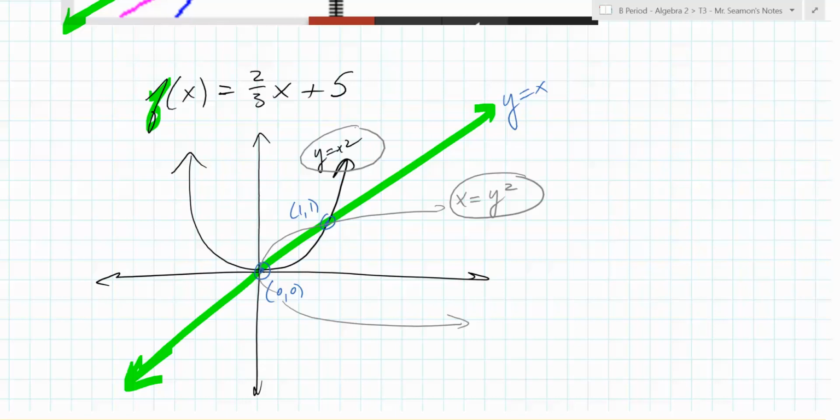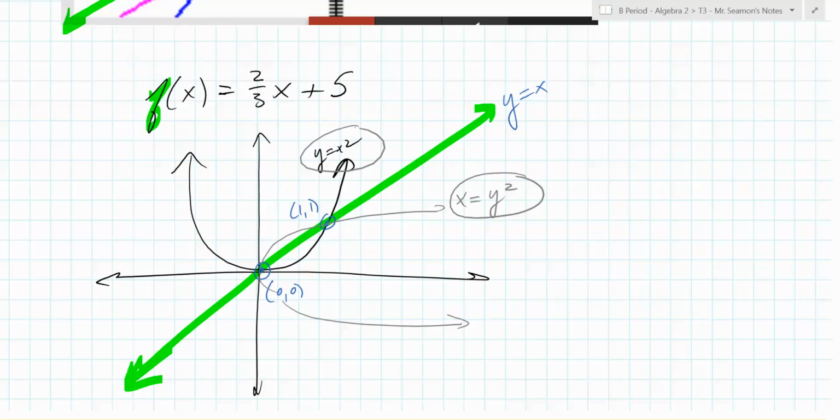So that means its inverse, because here's the thing, what happens to a horizontal line when we flip it over to the green line? It turns into a vertical line. So if it doesn't pass the horizontal line test here, it won't pass the vertical line test here. If this doesn't pass the vertical line test, it's not a function. So I could give you a picture and ask, is this a function? How do you tell? If it passes the vertical line test, it is a function.